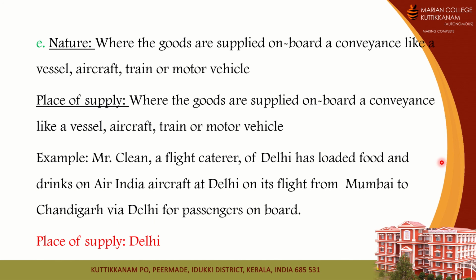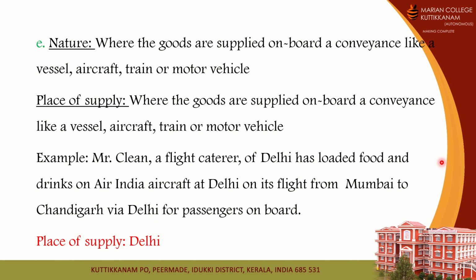Okay. So these are the main five situations in which the place of supply of goods can be determined, in order to identify which type of tax is to be charged. For example, in this case we have Delhi as the place of supply, on its flight from Mumbai to Chandigarh via Delhi for passengers on board. And in the previous example we had a situation of CGST and SGST coming, since both the supplier and recipient belong to the same state. Where the supplier and the recipient belong to different states, there comes the importance of IGST. Okay, so I hope this concept is clear for you.